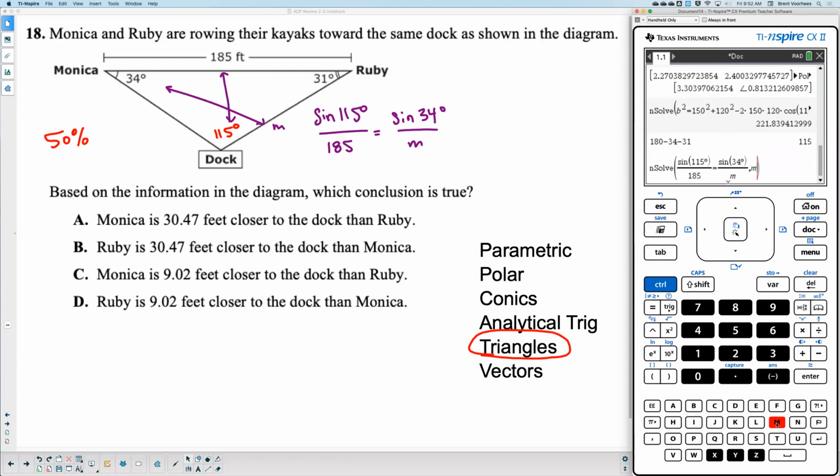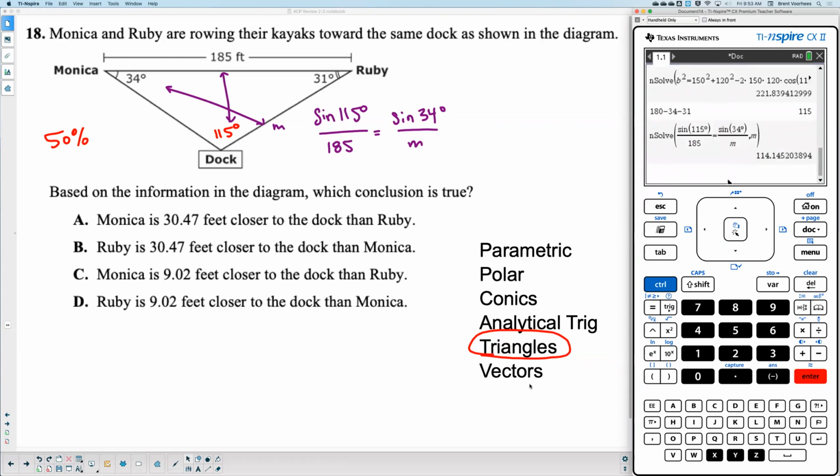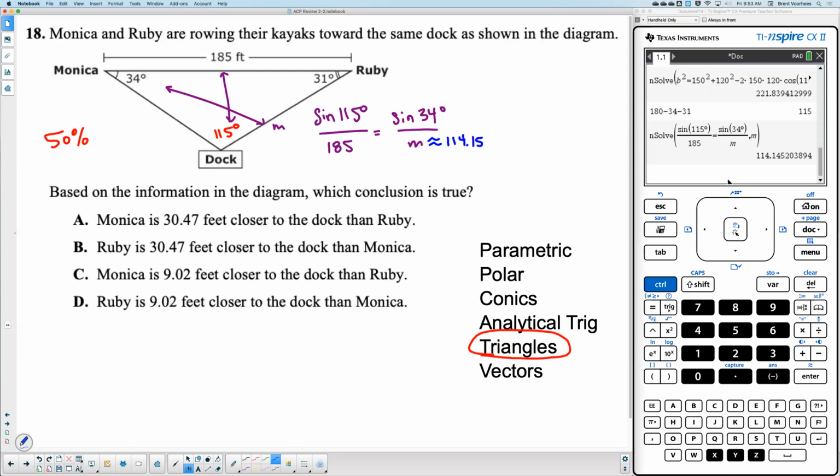All right, Jennifer, did you already type it in? Can you type it in for me, please? All right, what'd you get there, Melanie? All right, I agree. They use two decimals, so I'm going to say 114.15. M is approximately, so I'll do the curly equals 114.15.